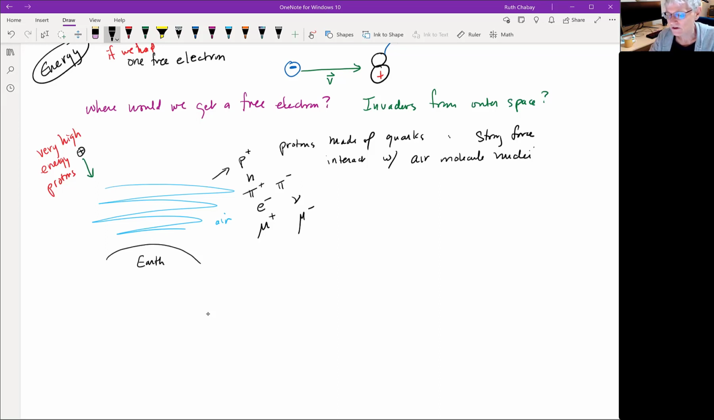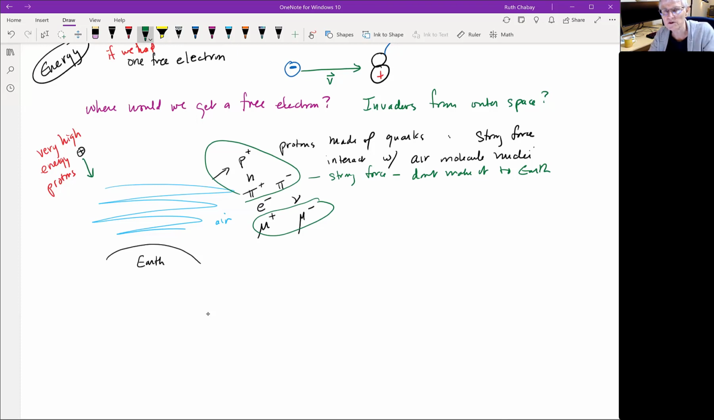Now, many of these things aren't going to make it to Earth because they interact via the strong force. So all these things, strong force, don't make it to Earth. So they can't do much. These guys, though, neutrinos, they're neutral. They're not going to interact with the air at all, basically. But muons, which are kind of like heavy electrons, are a really good candidate for coming down through the air, and they're charged. They're leptons, so they don't interact by the strong force, but they're charged, so they can actually ionize air as they pass.